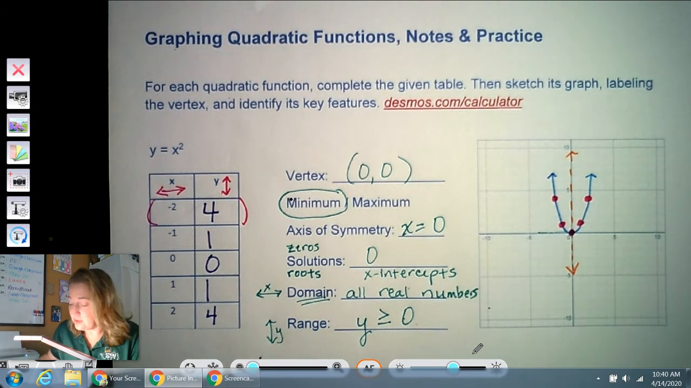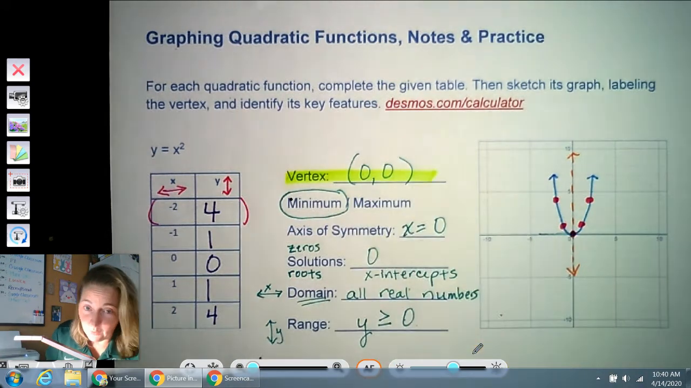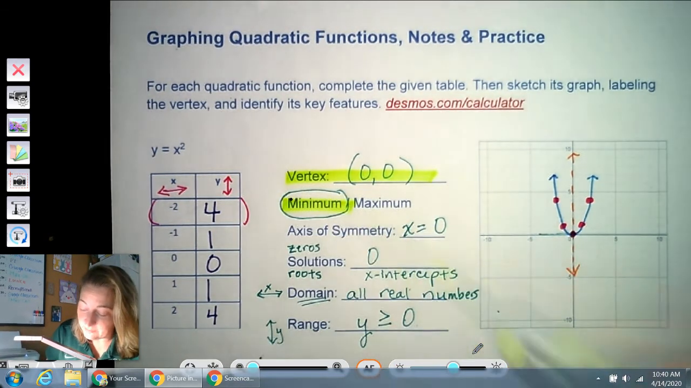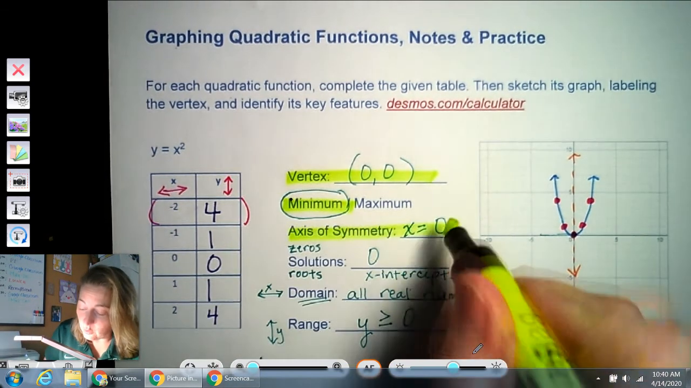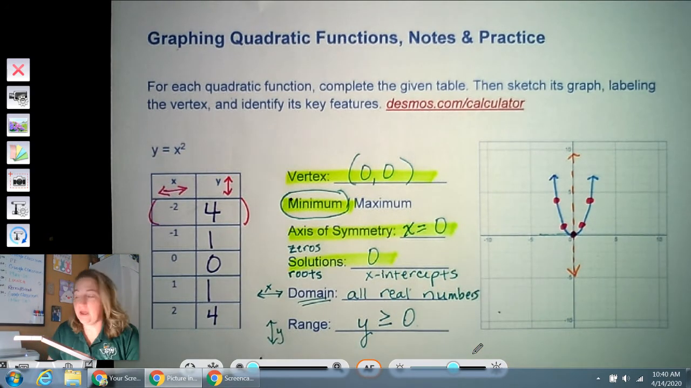Now, I'm not super duper concerned with domain and range right now. The most important ones I want you to be able to identify are these. What's the vertex? Is it a minimum or maximum? What is the axis of symmetry? And what are the solutions?